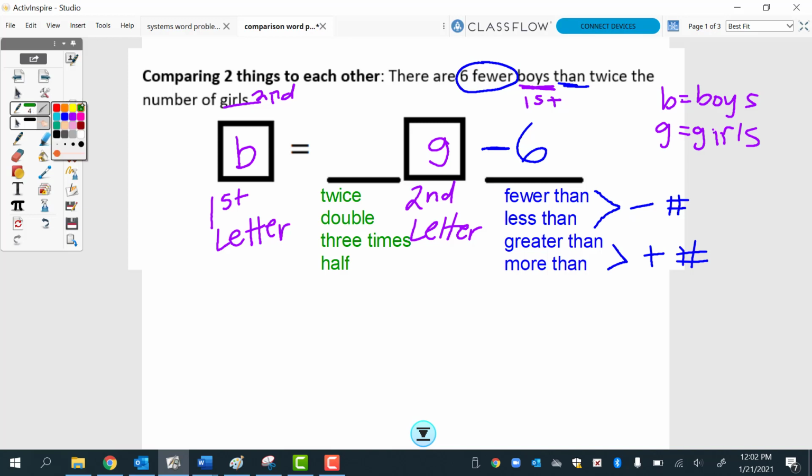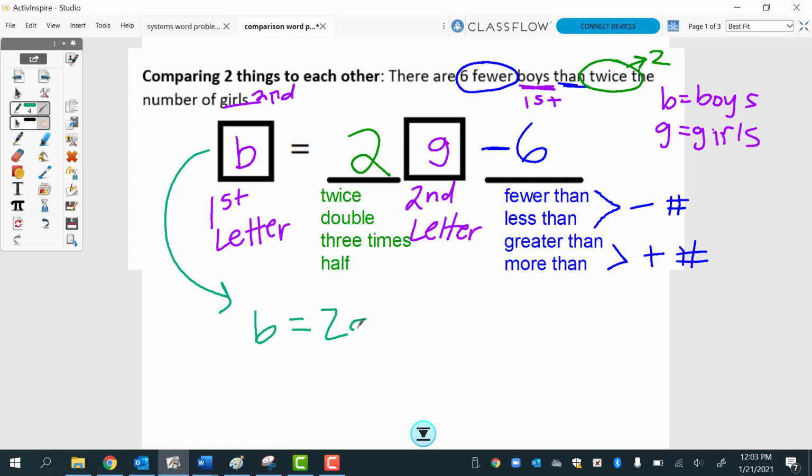And there's another word in here. It said there are 6 fewer boys than twice. Twice means a number. What number does it mean? It means the number 2. And twice is one of our words in the front, so I'm going to put 2 in the front. So this equation, when you see it written out, would be B equals 2G minus 6. That is different than the equations we have been writing. So you have to be able to do this.